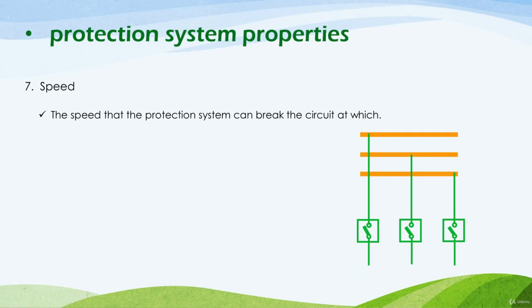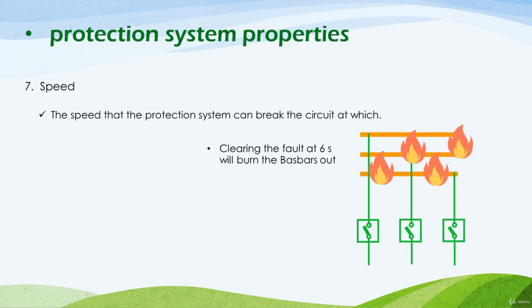But suppose now the protection system takes a longer time to break the fault, which may be about 6 seconds. So this means the protection system is a very slow one to take an action, or it's not fast anyway. And in that case the bus bars cannot withstand the full current passing through them for 6 seconds, and they will be burned out, or may fail, due to the longer time that the protection system consumes to break the circuit.